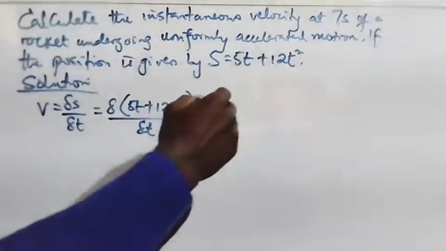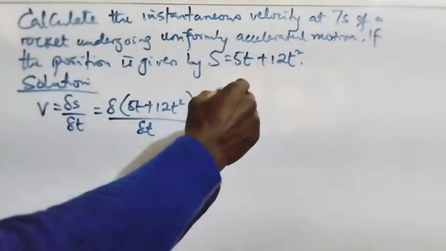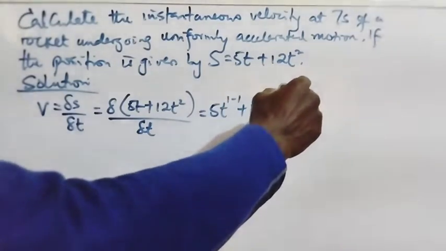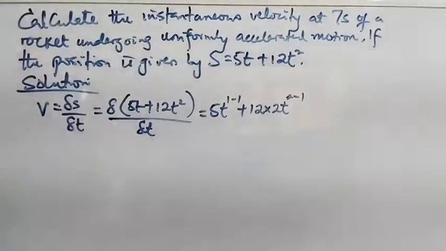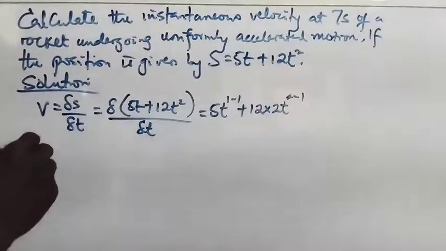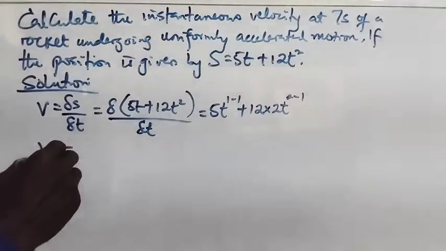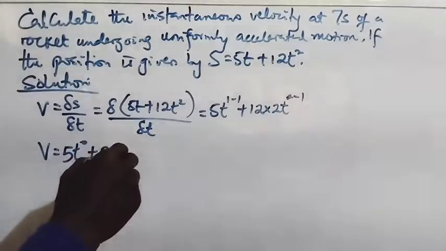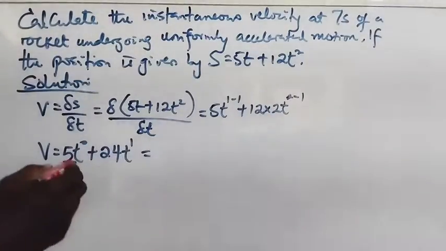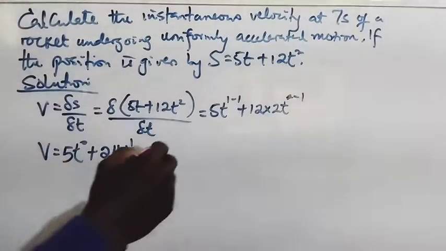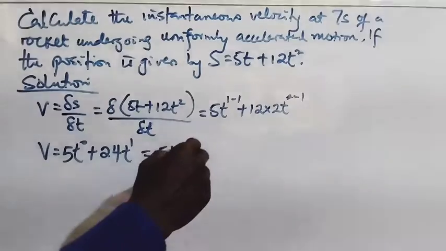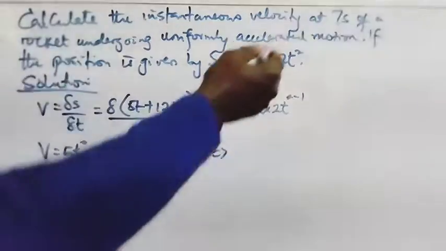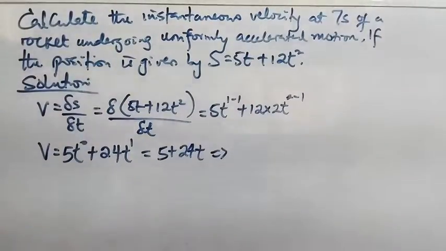This will give us 5t to the power 1 minus 1, plus 12 times 2t to the power 2 minus 1. Using differentiation, that's what we get. So v will now be 5t to the power 0 plus 12 times 2 is 24, then t to the power 1. We know that anything to the power of 0 is 1, so here we have 5 plus 24t.